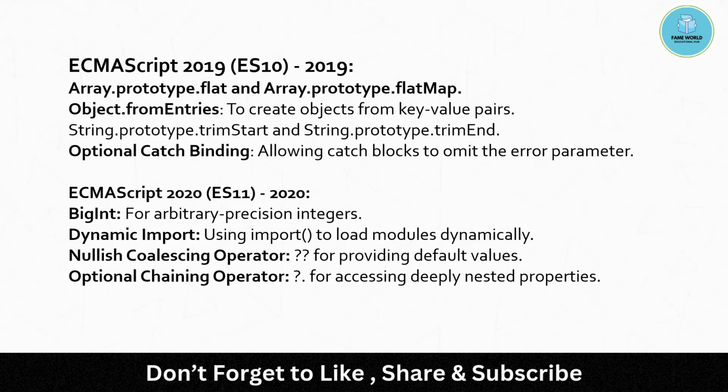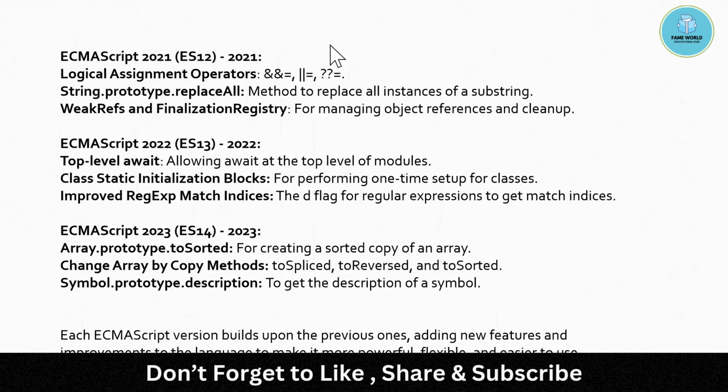Then in 2020, ECMAScript 11 came into the picture. BigInt, dynamic import, nullish coalescing operator, and optional chaining. All these things are present in the 2020 version. Now ECMAScript 2021, ES12, came, where the logical assignment operators are there, the string prototype replaceAll function is there, and WeakRefs and FinalizationRegistry are there.